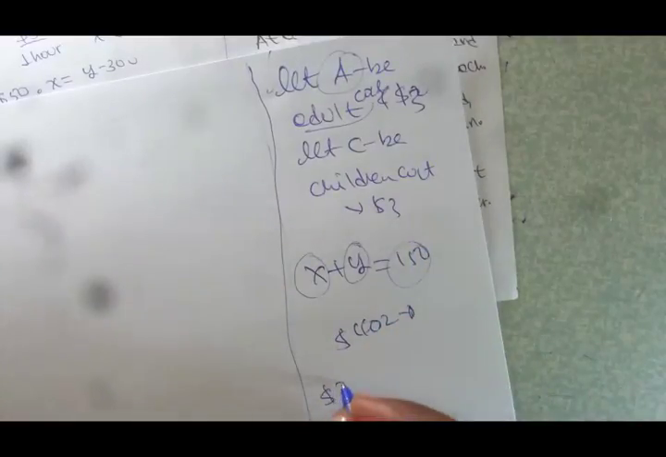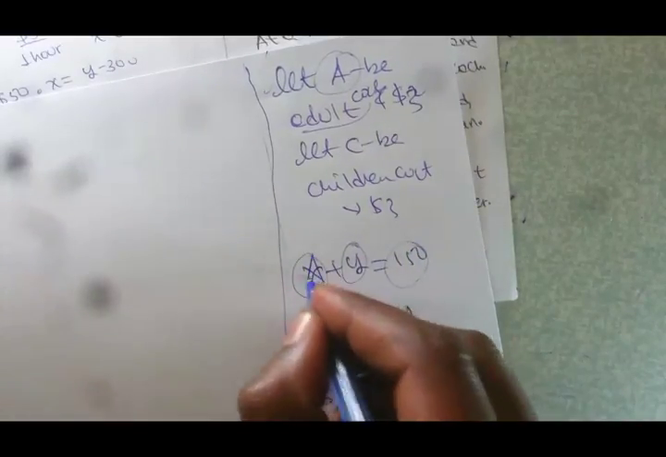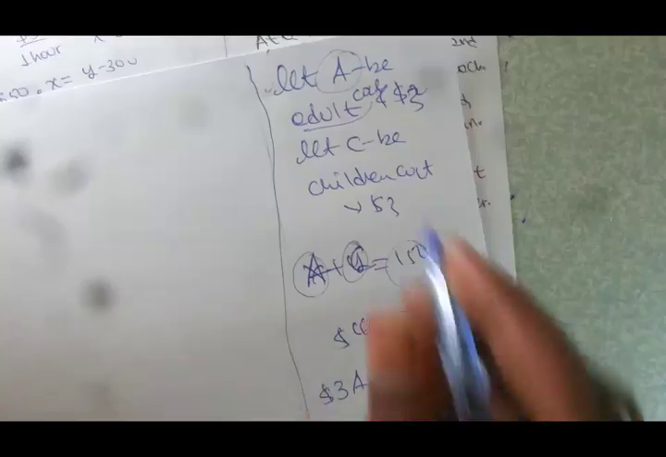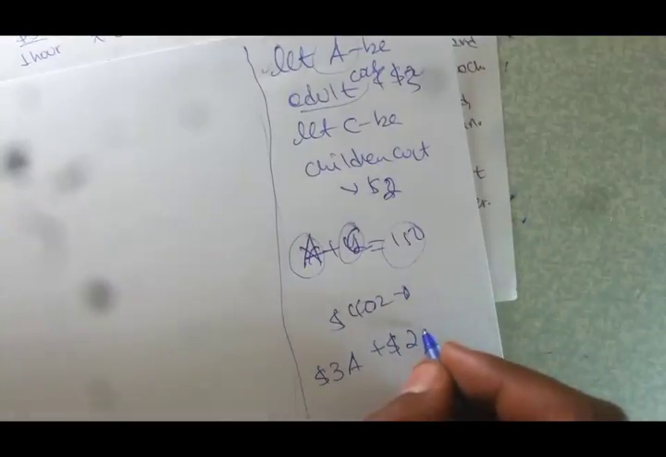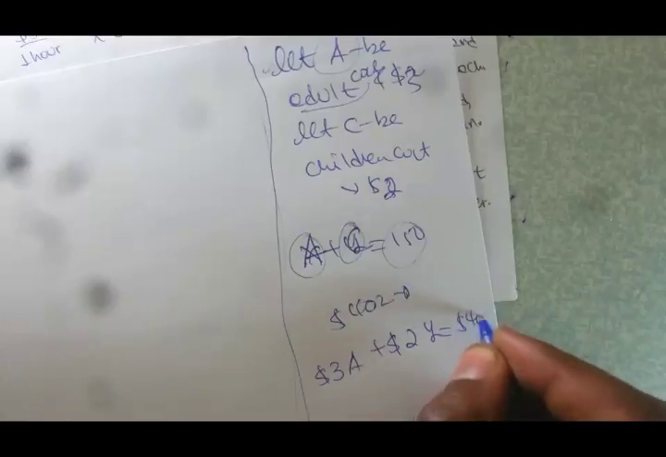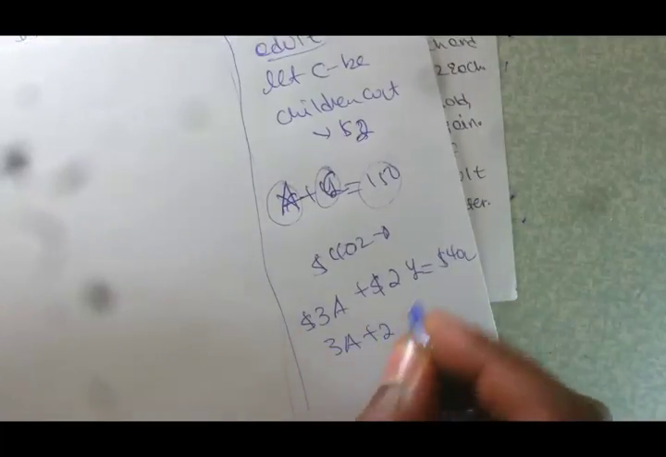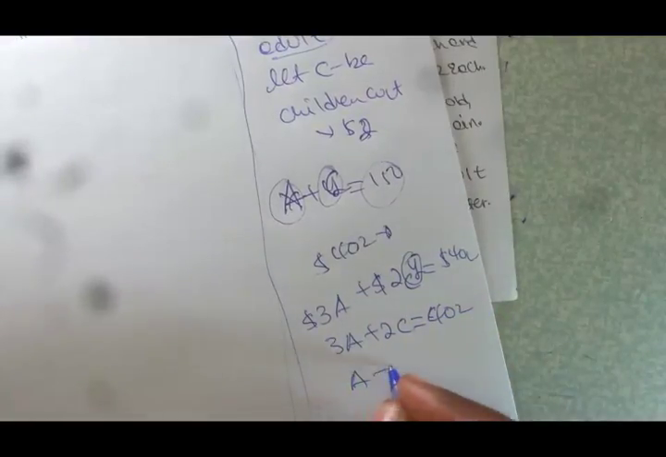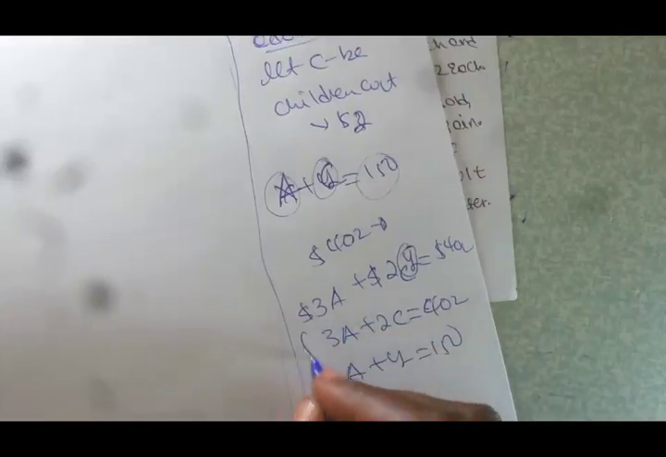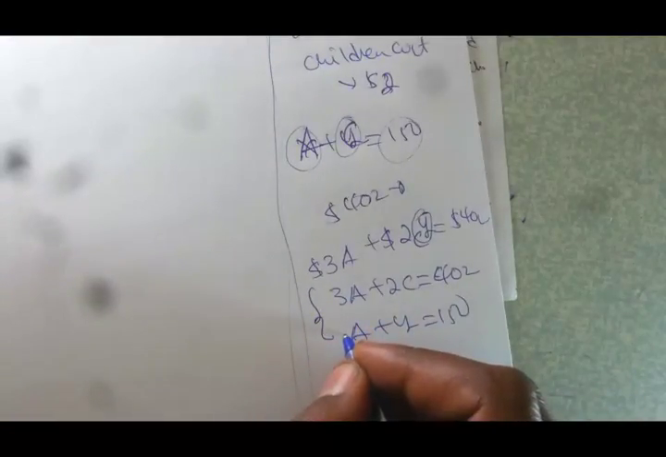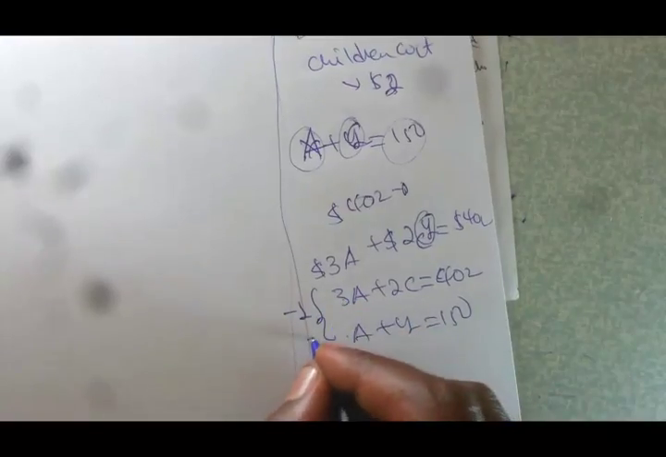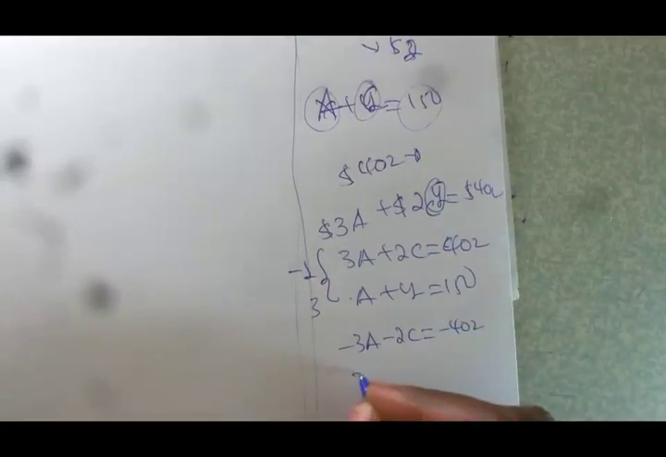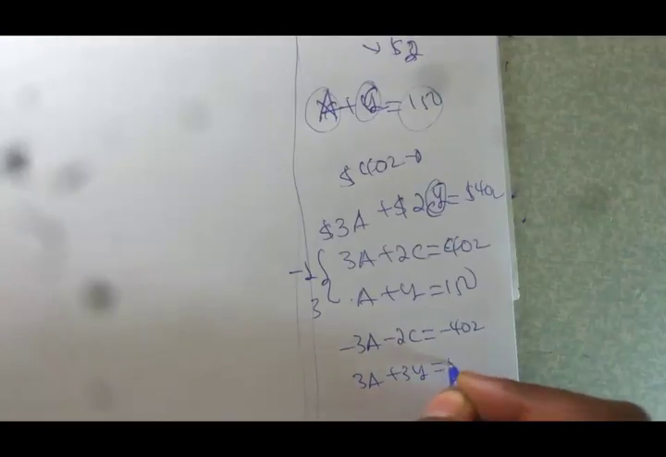Therefore 1/3 times (A + C) plus 1/2 times 2y is equal to 402. Therefore 3A + 2y, this is not y, C, 2C, is equal to 402, and A + y is equal to 150. So using linear elimination, negative of this, minus 1, the positive of this 3, minus 3A minus 2C minus 402, and 3A + 3y is equal to 450.